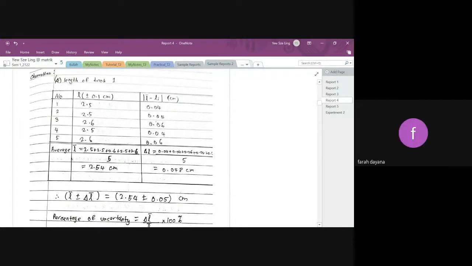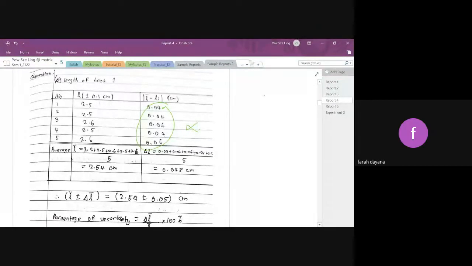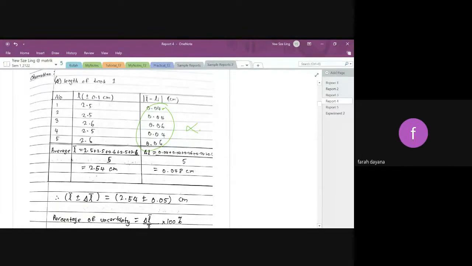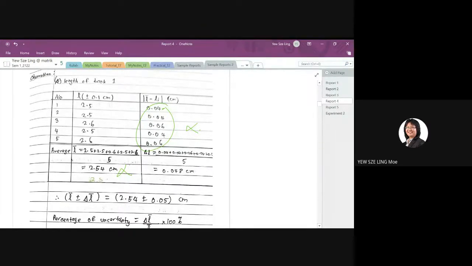At the 0.04, here. Yeah. Okay, so everything here is wrong. What other mistake is there? And then the average value, what is the mistake? Two decimal points. Okay, so how many decimal points should she use? One decimal point only. Very good. So it should be one decimal point.